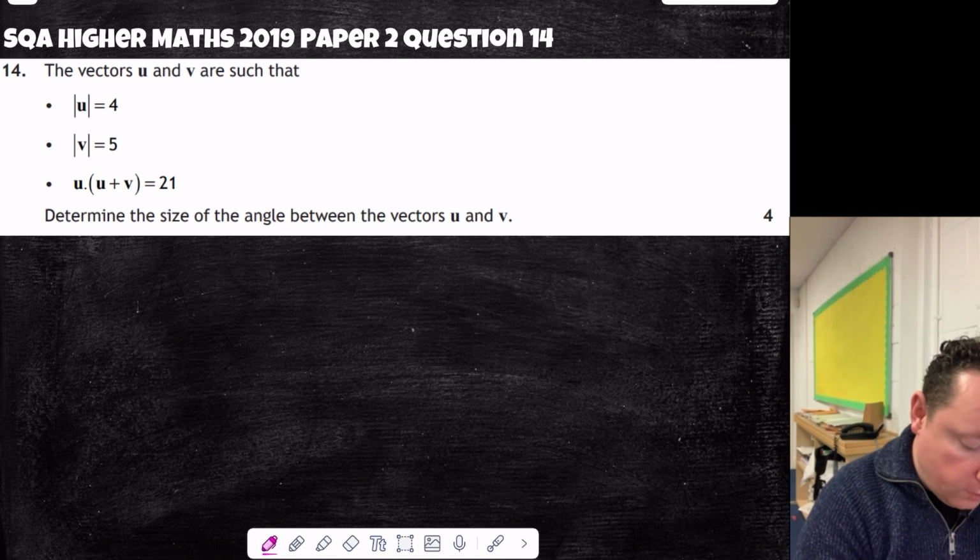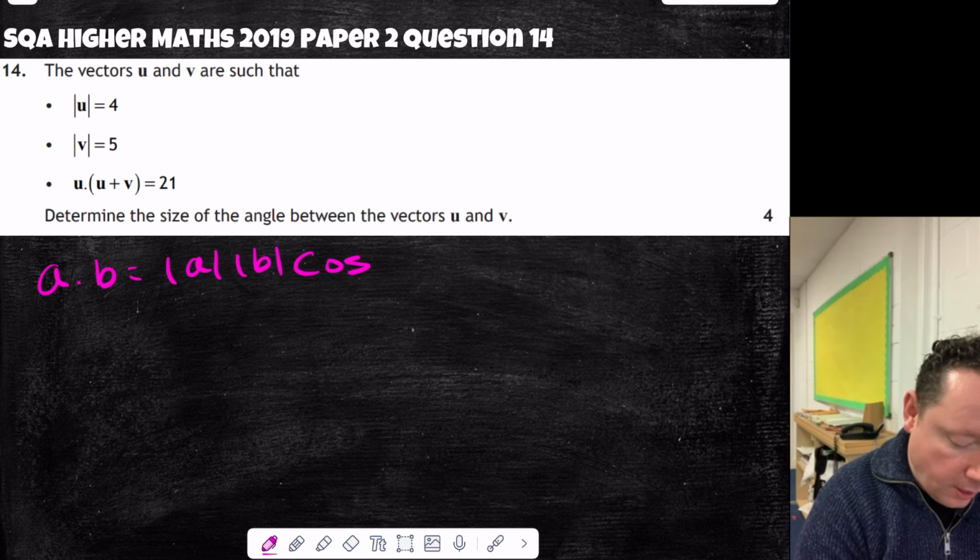So let's start off with, if we look at the start of the exam paper, a dot b is size a, size b, times the cos of the angle in between them.